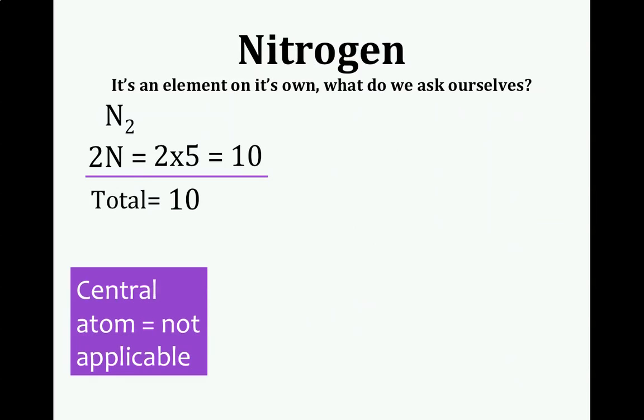Again, there's no central atom. It's not applicable in this instance. So I put them side by side. And this way, it'll only work if I have a triple bond, because if I had a single or double bond, I'd have too many electrons around it to meet the octet rule. So I'm going to have 6 electrons being shared this time rather than 4.